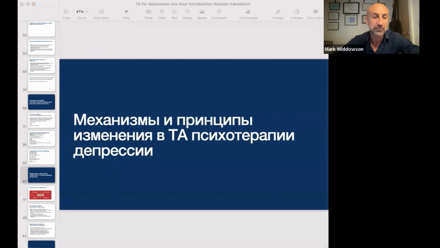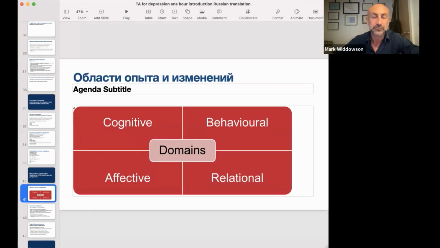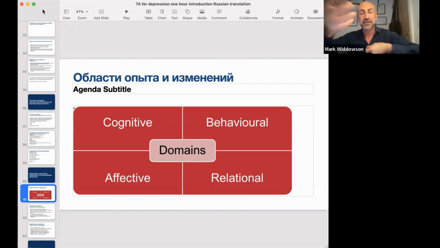Now, I want to talk a little bit about some of the mechanisms of change in TA therapy for depression. One of the things that was clear in my research was that TA therapists were working with cognitive interventions, behavioral interventions, affective interventions, and relational interventions in terms of both their relationship with the client and the client's relationship with other people. All of these are suitable areas for intervention. I don't want to say too much about that because I think you know this already.